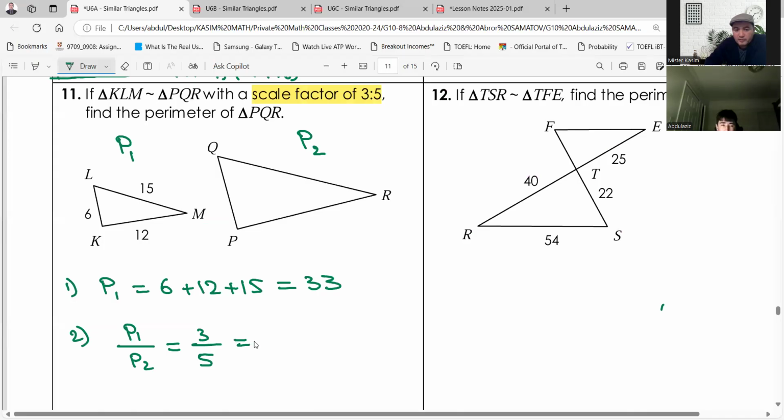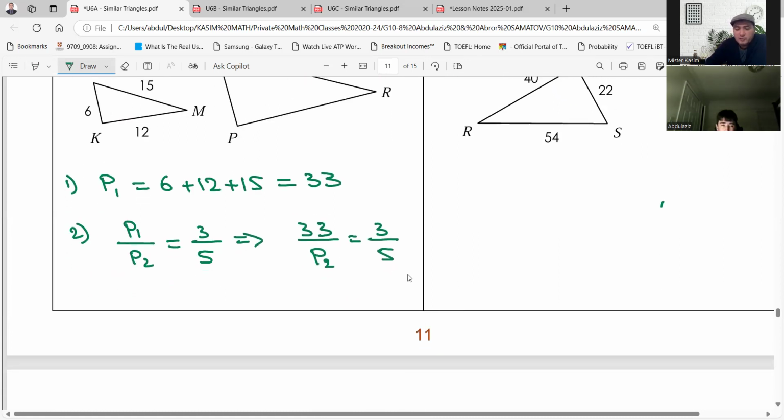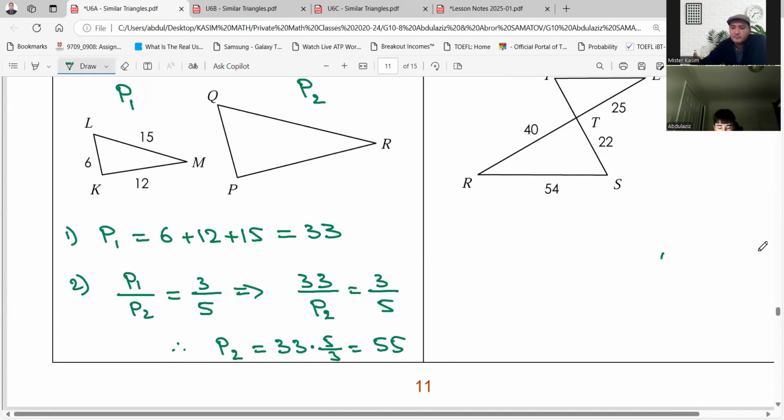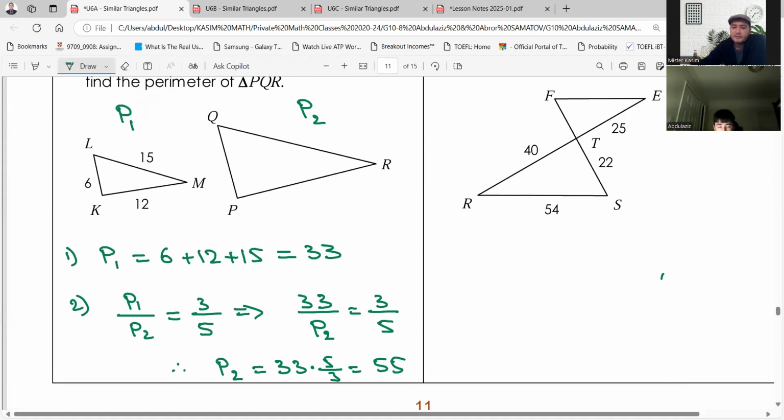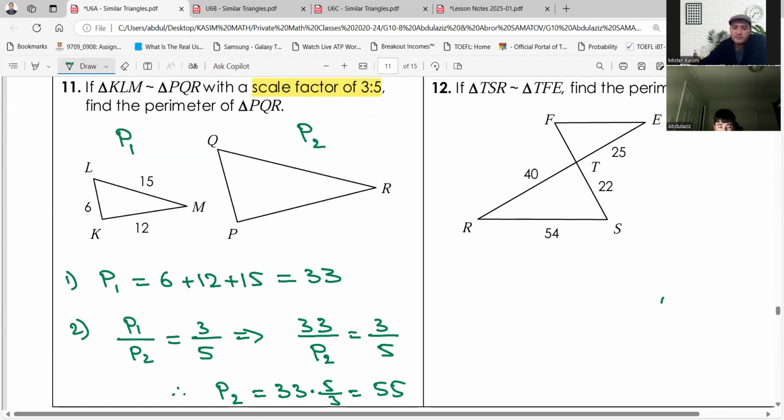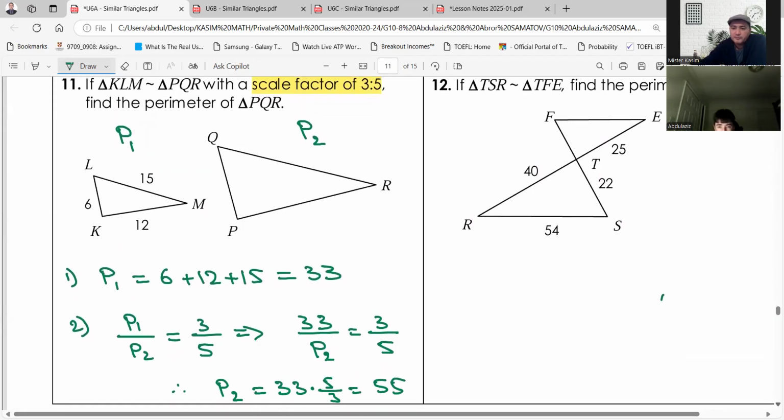And perimeter 1, we know that is 33, over perimeter 2, which I don't know yet, equals 3 over 5. Now if you cross multiply and divide, we will get perimeter 2. Perimeter 2 is equal to 33 times 5 over 3, which is equal to 55. Okay, now you try question 12. Let's have a look. I'll give it 2 minutes, okay?